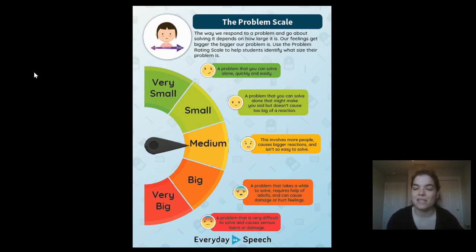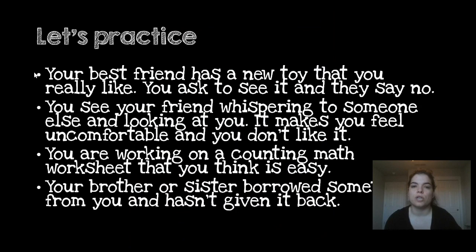Now let's try practicing, seeing what size those problems that we talked about earlier are. So your best friend has a new toy and you really like it. You ask to see it and they say no. What size problem is that? Let's think. How would you solve that problem? You could ask your friend again, or you could pick a new toy and see something different. I think that's a small problem. It doesn't make you super, super upset, and it can be solved pretty easily. So that's a small problem.